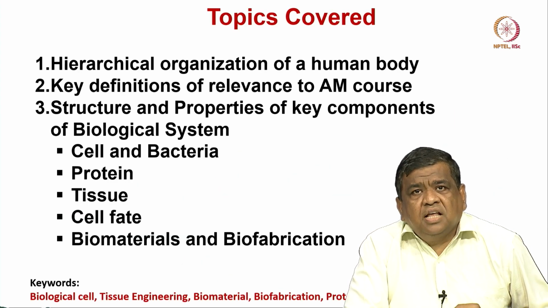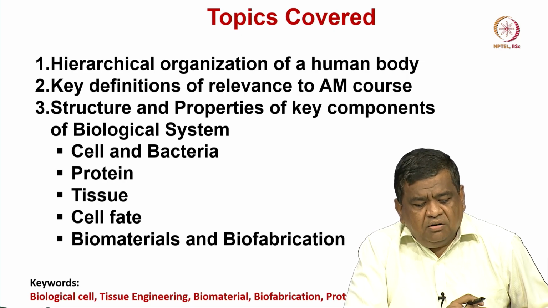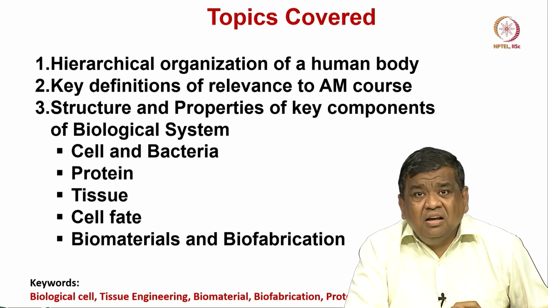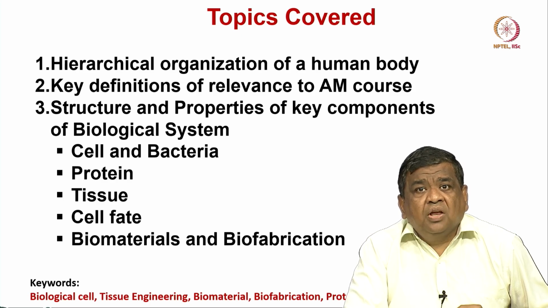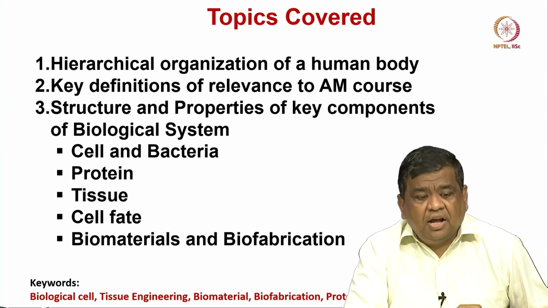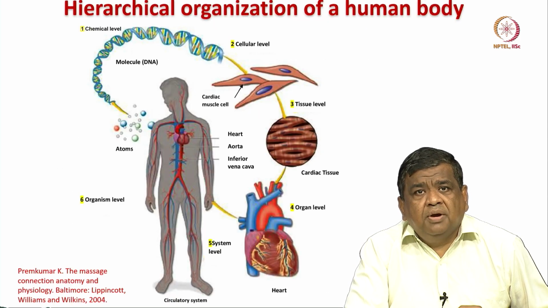This will be the topics that will be covered in this particular lecture: hierarchical organization of human body, key definition of relevance to AM course, and structure and properties of key components of biological systems like cells, bacteria, protein, tissue, cell fate, like how biological cells have different characteristics or different attributes which are essentially important in the physiological context, and biomaterials and biofabrications. Some of the major keywords are also mentioned.